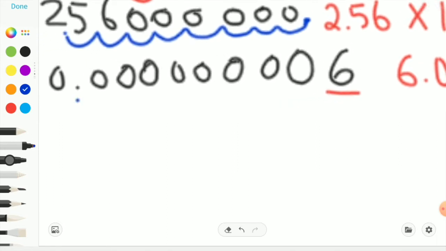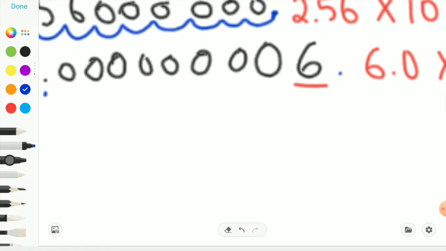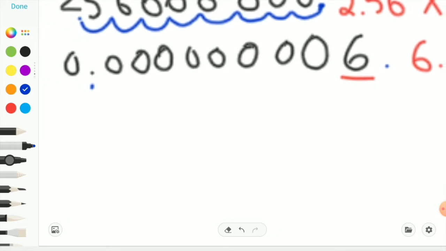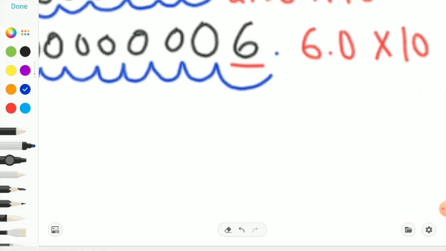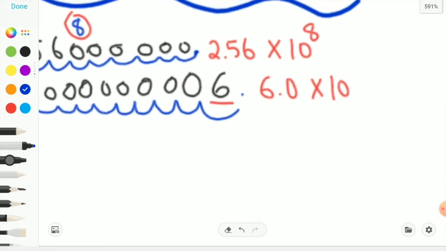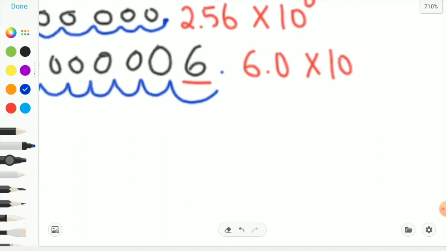Our decimal right here is here, and we want to bring the decimal all the way here, because you said 6.0. So you want to bring it 1, 2, 3, 4, 5, 6, 7, 8, 9 times. And because you're making the number bigger, but you want to make it smaller, when you expand the scientific notation, it's going to be a negative number. So negative 9.